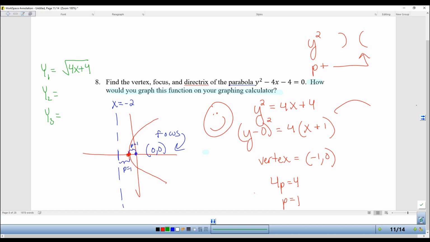But remember that whenever you take the square root of something, you get plus or minus. So instead of putting them both on the same one, you actually would have to do two separate functions. And that would give you your y1 and your y2. That's how you would do it on your calculator.